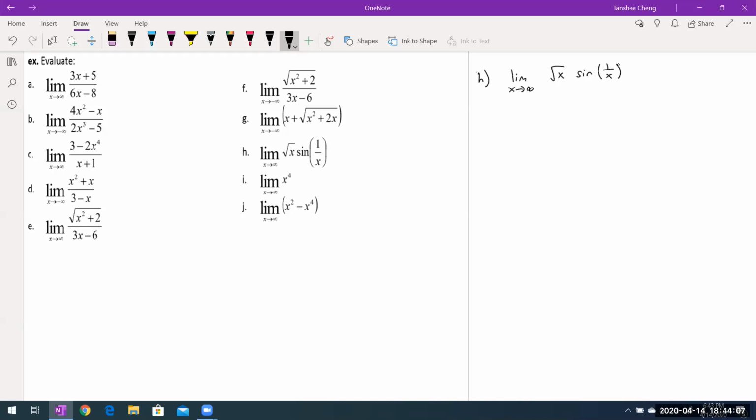So let's take a look at this part. First step, I will try to rewrite the limit as x approaches infinity, rationalizing the square root of x. So that will give me x, and then sine of 1 over x over square root of x. I basically multiply top and bottom by square root of x. So times square root of x over square root of x. So square root of x times square root of x becomes x, right? And why do I do that? Because I want to rewrite it into something that we learned before, right?